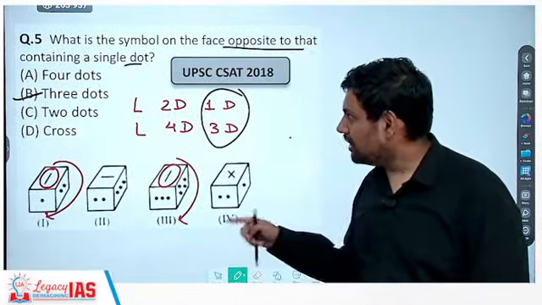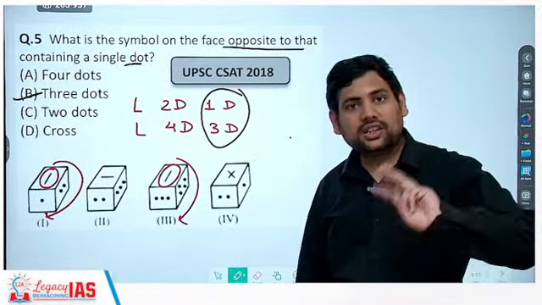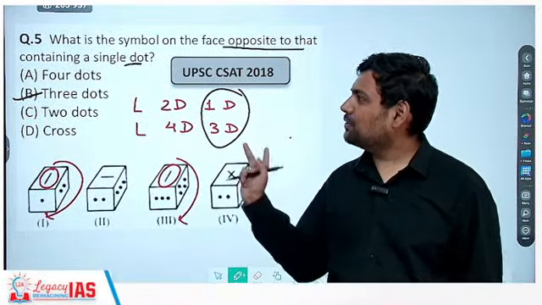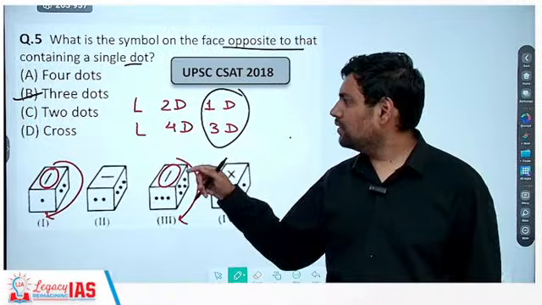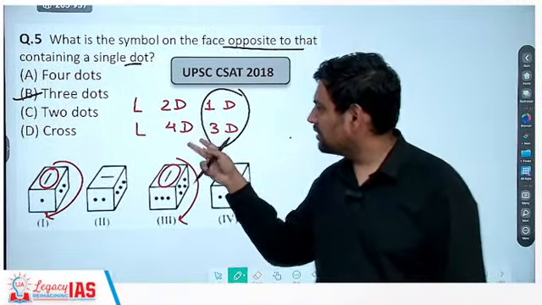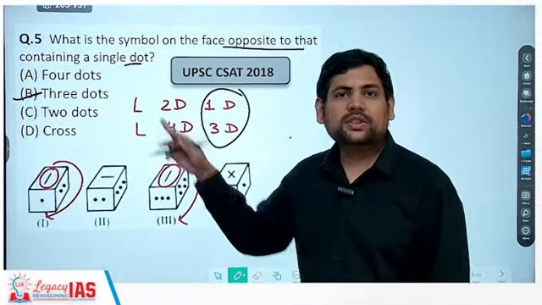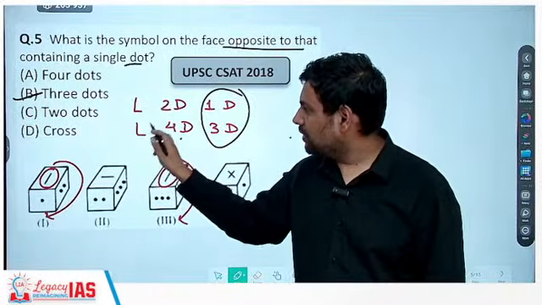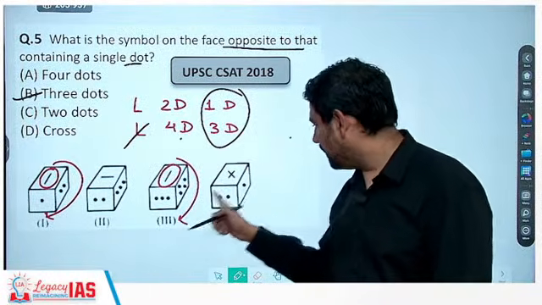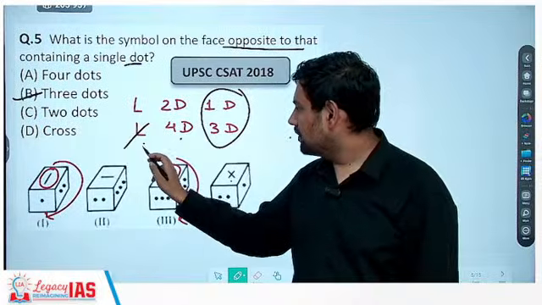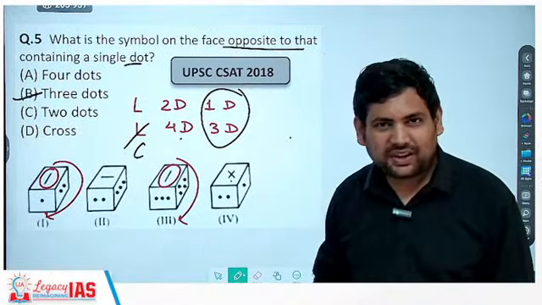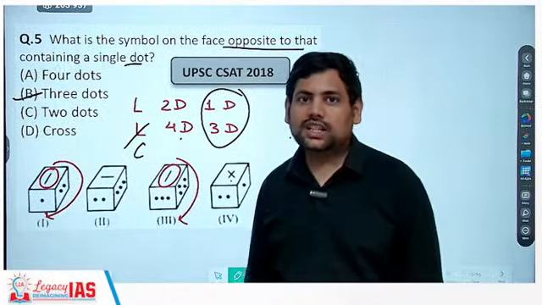Now this question actually in 2018 had 3 questions. The other question was, which of the following will be opposite to 2 dots? So 2 dots opposite is what? 4 dot. Then it was which will be opposite to the line. So opposite to the line will be what? Whatever is remaining. What remains? Cross remains. So it will be cross. Very simple. 3 questions were there, just like this.